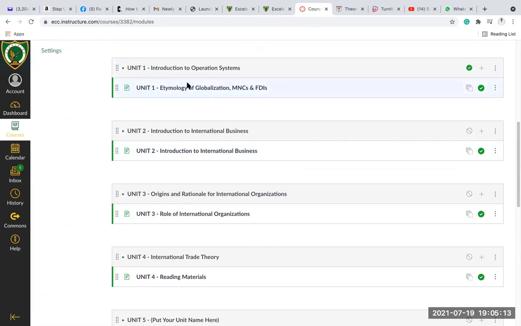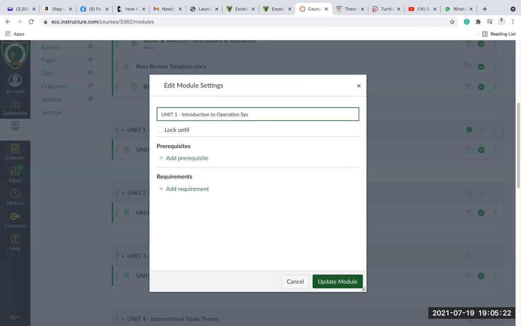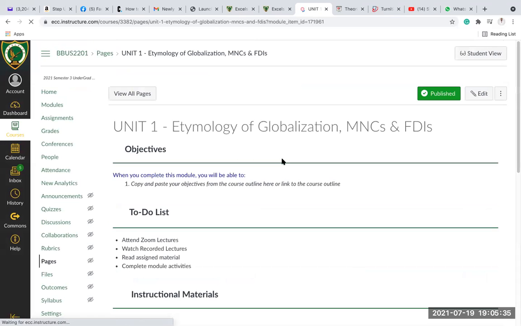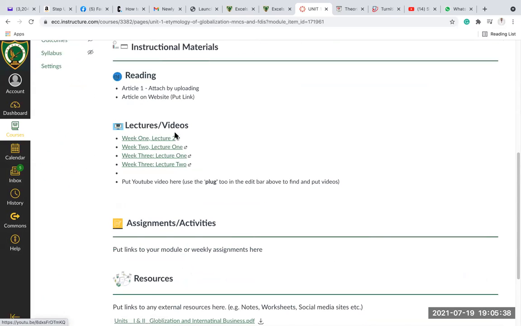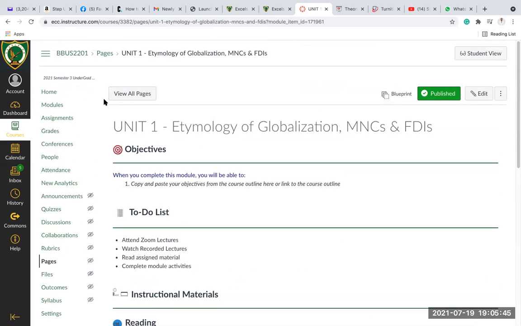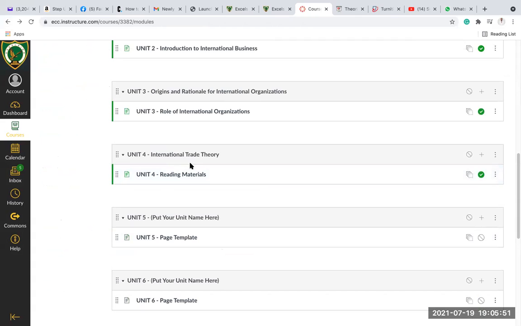So this is unit one. There's information about introduction to international business, and under that you're going to see the readings. When you go here, you can see these are the VIT lectures, and you'll see readings here. And that's unit one. When you go back, the same thing for unit two, for unit three, and we are at unit four right now, which is international trade theory. So you have the YouTube channel, and plus you have Canvas to get information.